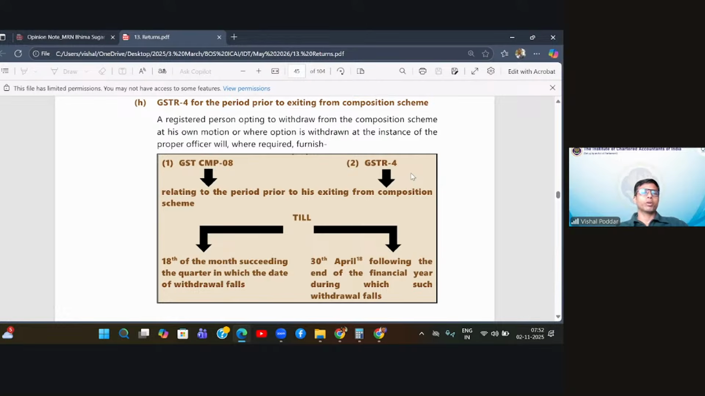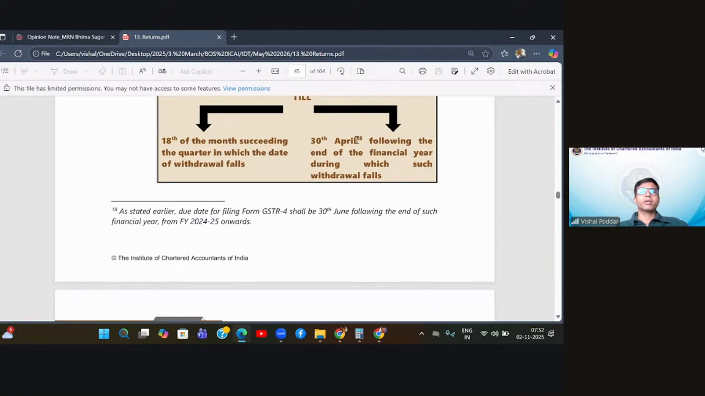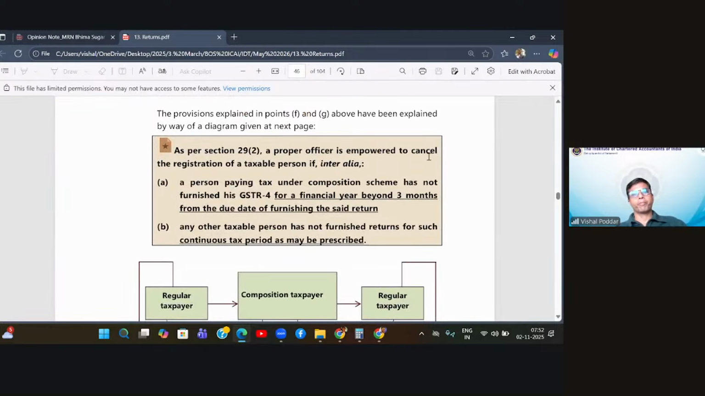Similarly, when this year closes, I have to file my GSTR 4. This GSTR 4 I will file considering the period from 1st April to 31st of October. That is the period in which I acted as a composition dealer. And this has to be filed by me by 30th of April following the end of the financial year in which this particular option is withdrawn.